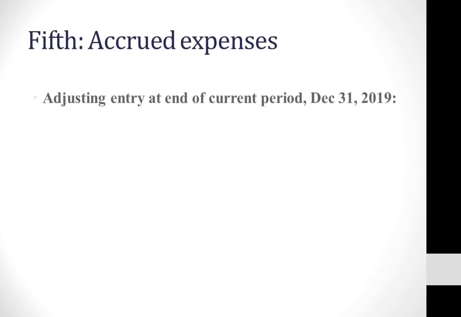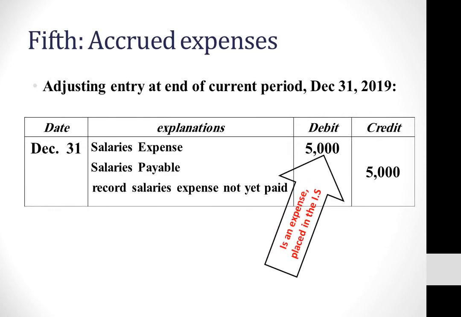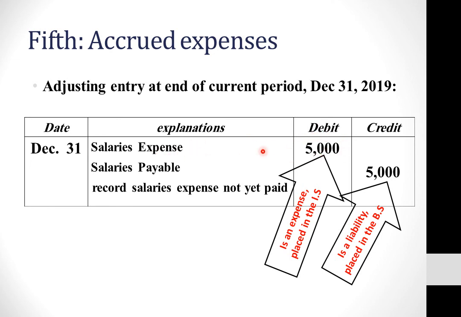The adjusting entry for accrued salaries will be as follows. Salaries expense will be placed in the debit because expenses were incurred for 5,000 and we didn't pay it yet, so it is called salaries payable. Payable means it's a liability that will be paid later on. And we place salaries expense in the income statement as an expense. Salaries payable will be placed in the liabilities within the balance sheet.